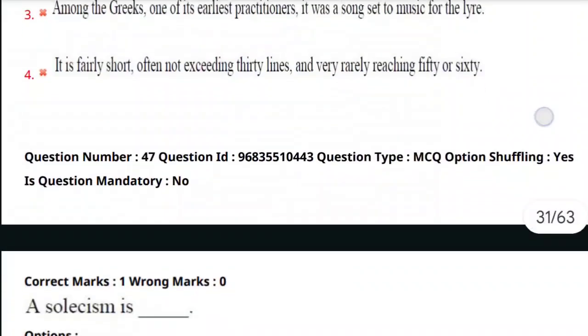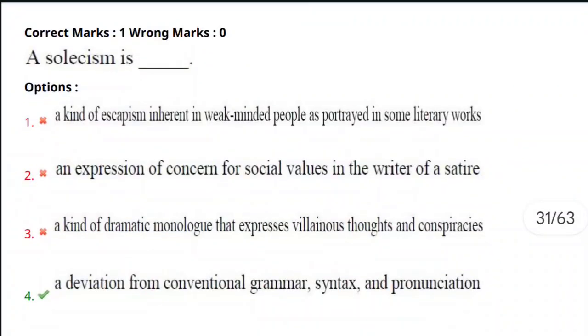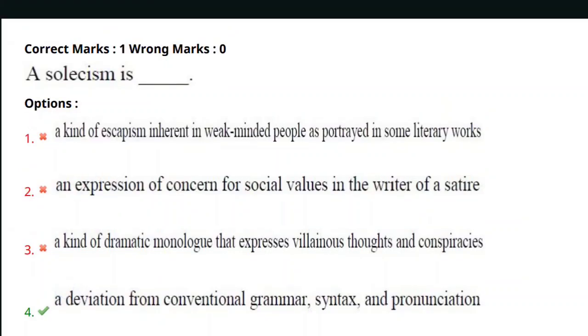Let's move towards next question. Solipsism is, here they gave us four options, and the options are a kind of escapism inherent in weak-minded people as portrayed in some literary works. Yes, this is not solipsism. It is clearly a fantasy or daydreaming. A kind of escapism inherent in weak-minded people as portrayed in some literary works is called fantasy or daydreaming.